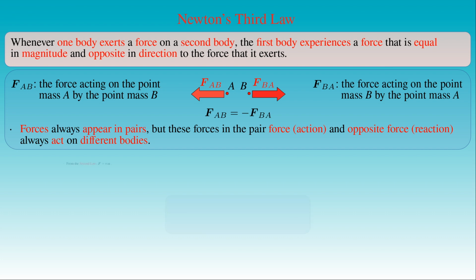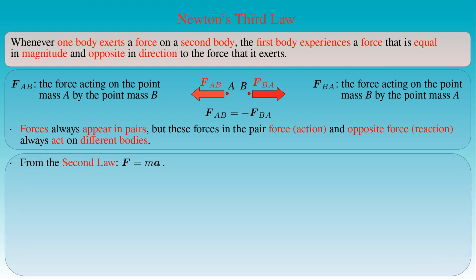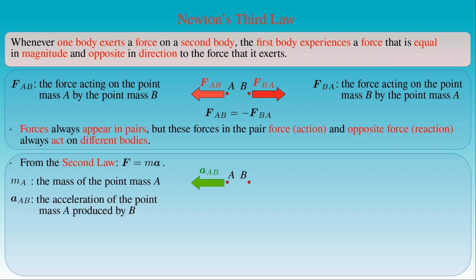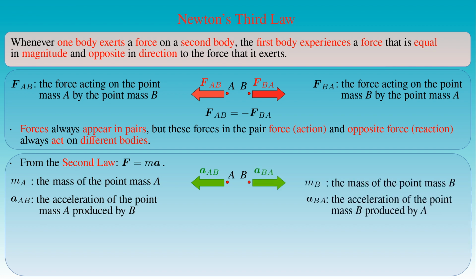Newton's second law states that the force F acting on a body is equal to the mass of the body times its acceleration, which can be substituted in the mathematical form of the third law applied for the bodies A and B acting on each other. If m_A is the mass of the point mass A, and a_AB is the acceleration of the point mass A produced by the force F_AB, and similarly, m_B is the mass of the point mass B, and a_BA is the acceleration of the point mass B produced by the force F_BA, we can write that the mass m_A times the acceleration a_AB is equal to minus the mass m_B times the acceleration a_BA.